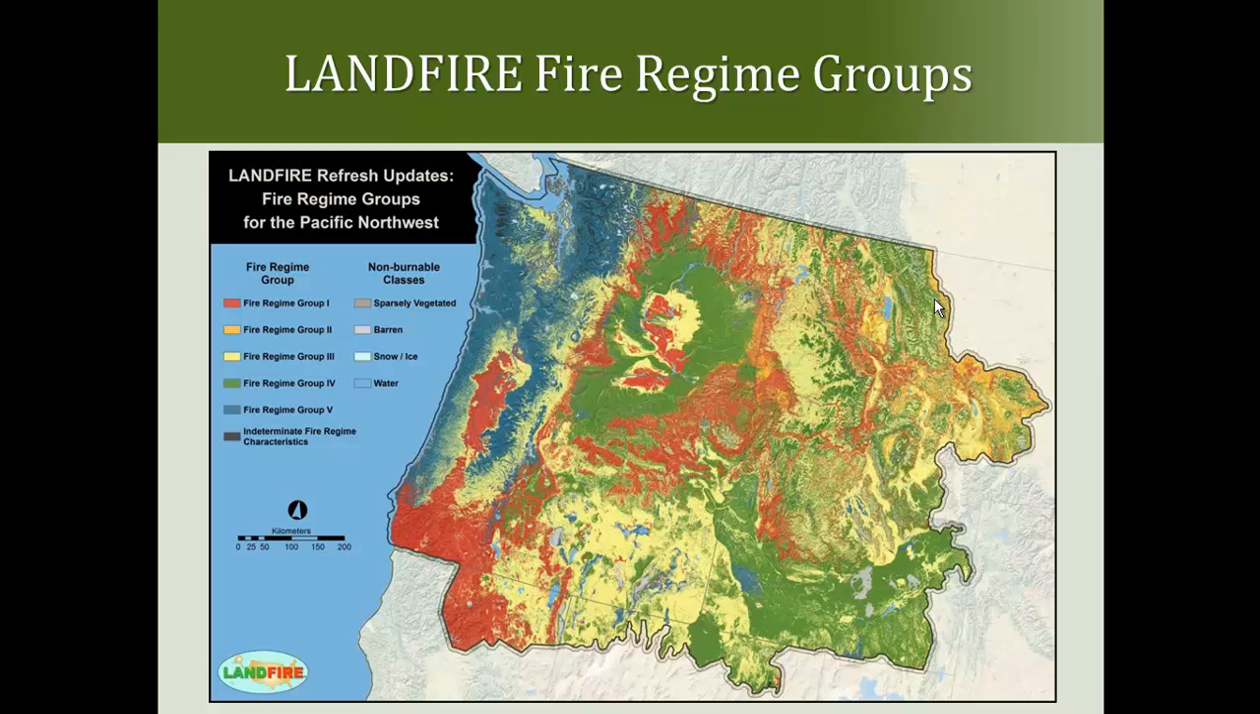We also deliver several historic types of data sets, including fire regime groups. This represents fire severity and frequency historically modeled and drawn from those biophysical settings descriptions, which I showed you earlier. So we see in the Pacific Northwest, there's a fair amount of burnable vegetation historically, denoted in the red and orange.